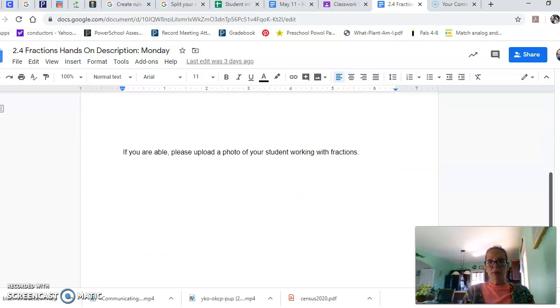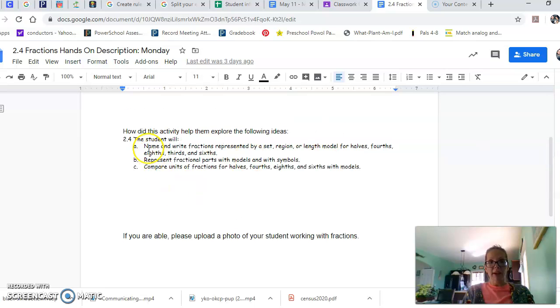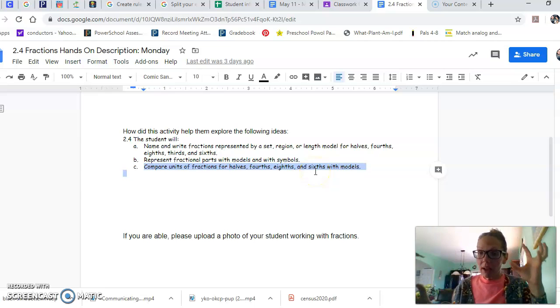Again, you'll notice at the end of the week I took out A and B from this choice because I want our focus to really just be on comparing units of fractions into halves, fourths, eighths, and sixths with models. So I took out A and B probably Wednesday, Thursday, and Friday, and made it only where you could hands-on practice with comparing units of fractions and noticing the sizes of the fractions and how you can take a couple, like 2 sixths, and make fourths, because fourths are bigger than sixths.